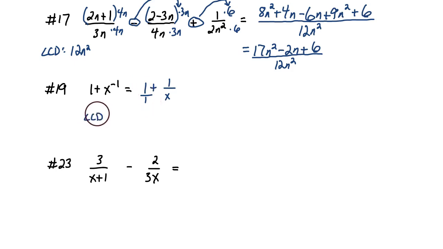What is our lowest common denominator? It's an x. We can make the first one have an x in the bottom if we times by x, and in the top. This one already has x, so we don't need to times by anything. 1 times x is x, and then we're adding 1, and that goes over the common denominator of x.